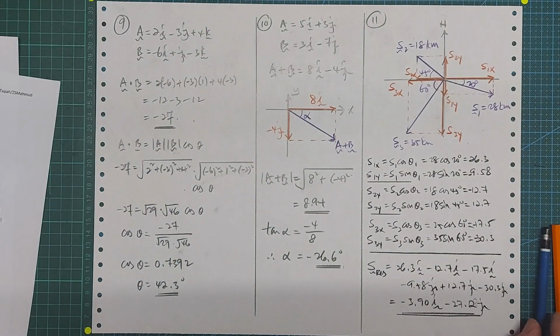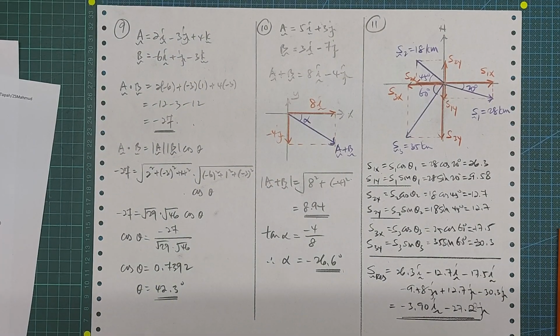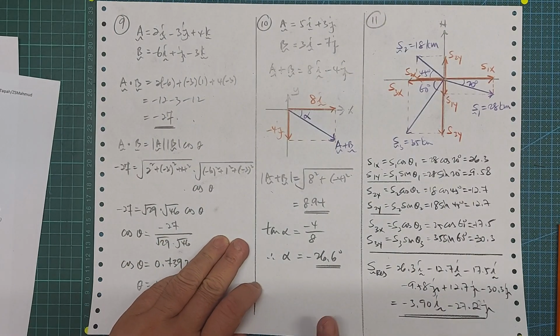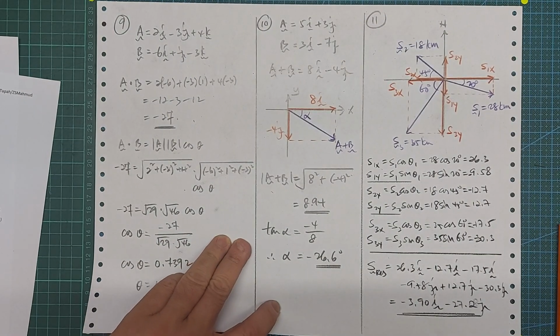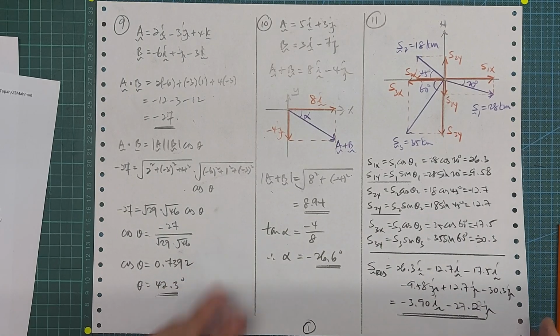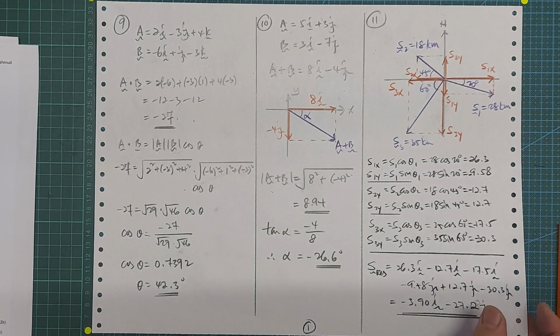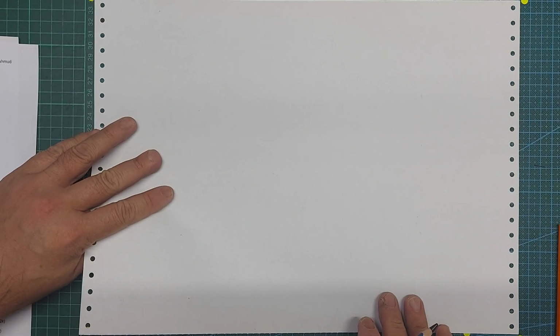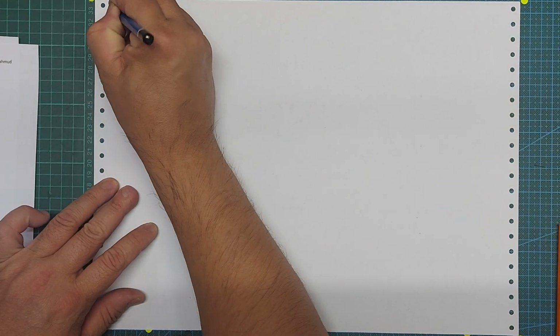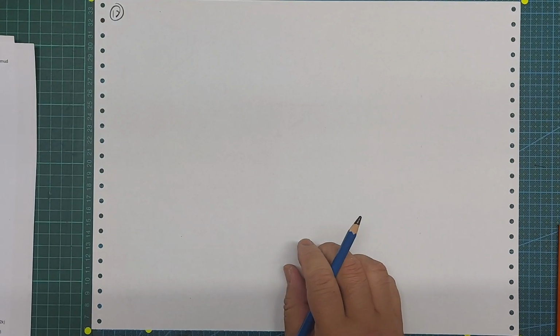Alright, so that is our resultant vector. Okay, so that is our answer. This is number 1 for part 2. Okay, so that is our question 11. Next, look at question 12.